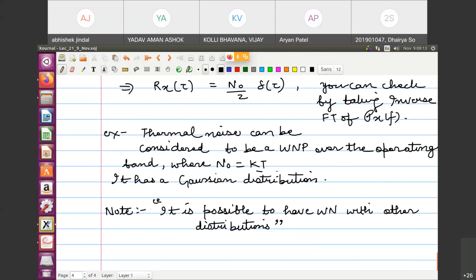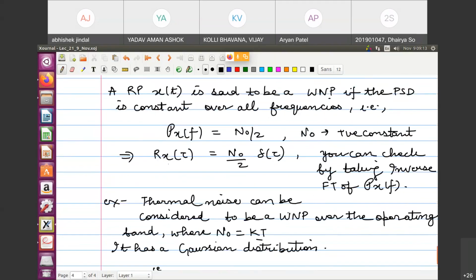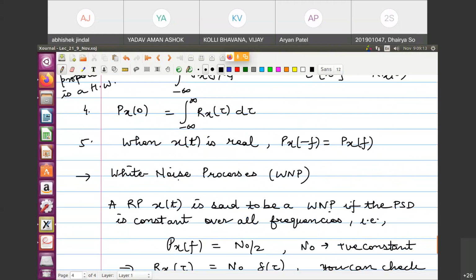If that is the case that white noise is always Gaussian, then there was no need to put a G in between. That is, we say WGN when we say white Gaussian noise. So it means we need to say that the distribution of it is Gaussian. If white noise only and only had a Gaussian density, there was no need to put G. White noise then implies that it is a Gaussian distribution, but that is not the case.